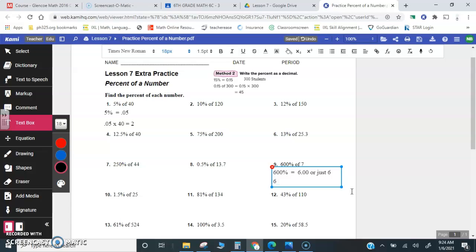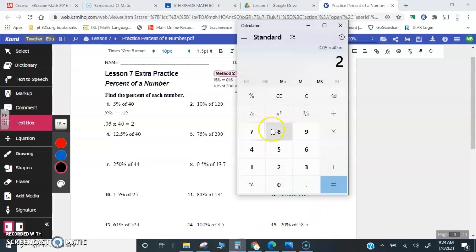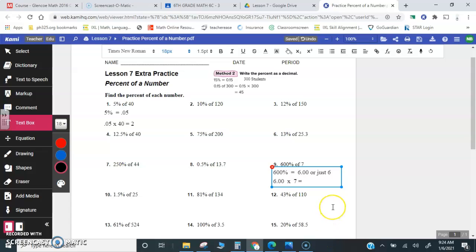I'm sorry, let me back up. Let me do 6.00 so you can see that. 6.00 times 7. All right, and you can do this in your head, but if you want to see it done on the calculator, we're going to say 6.00 times 7 gives us 42. Again, it's the same thing as 6 times 7, okay? So 600% of 7 is 42.